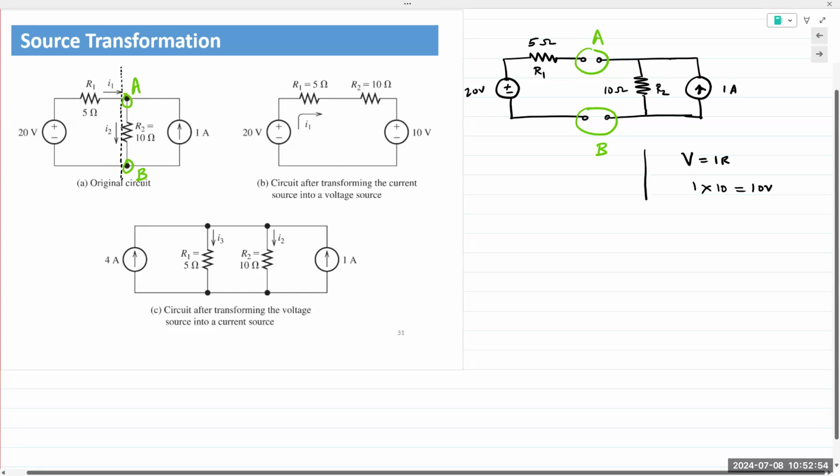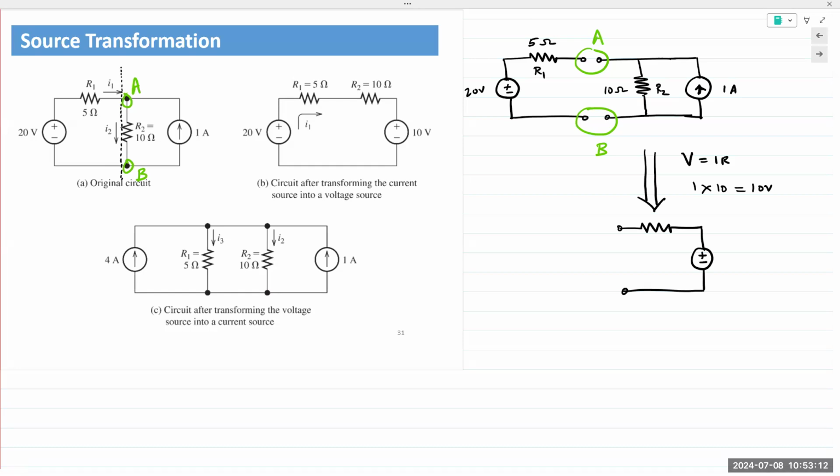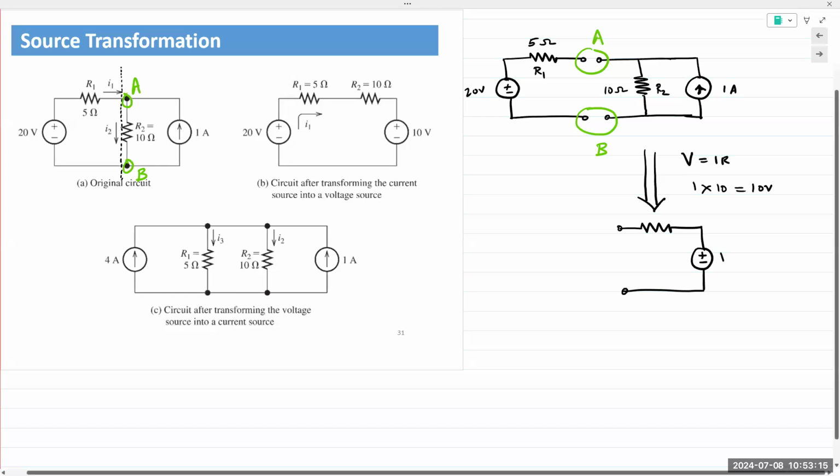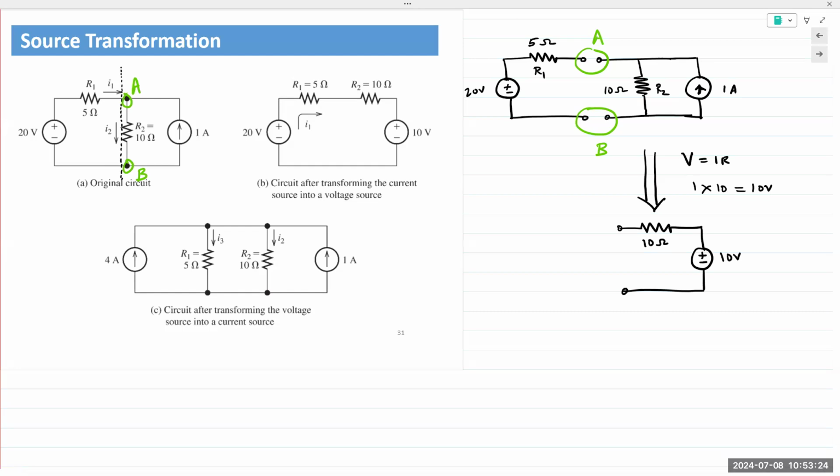And so the current source is transformed into a resistor in series with a voltage source. Current is going in the upwards direction, meaning plus should be at the top and minus should be at the bottom. The resistor value remains the same, and that's how we obtain circuit number B.